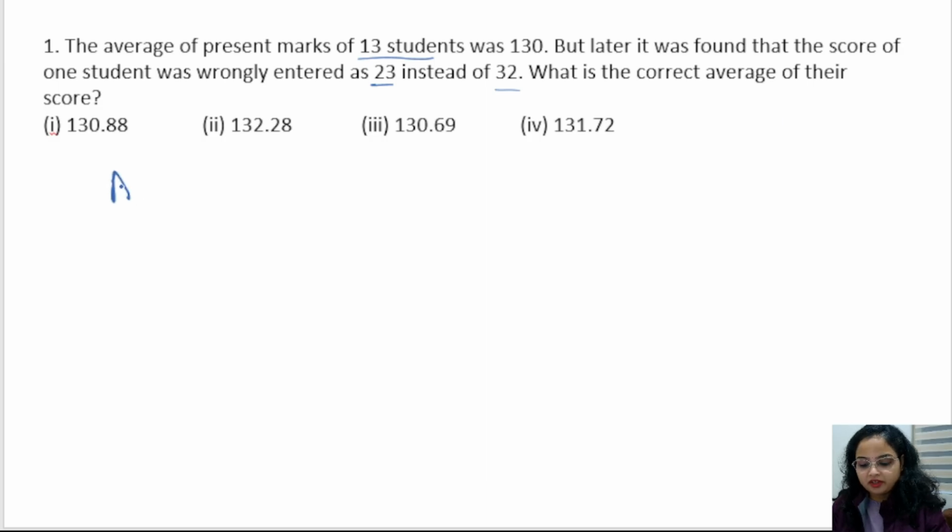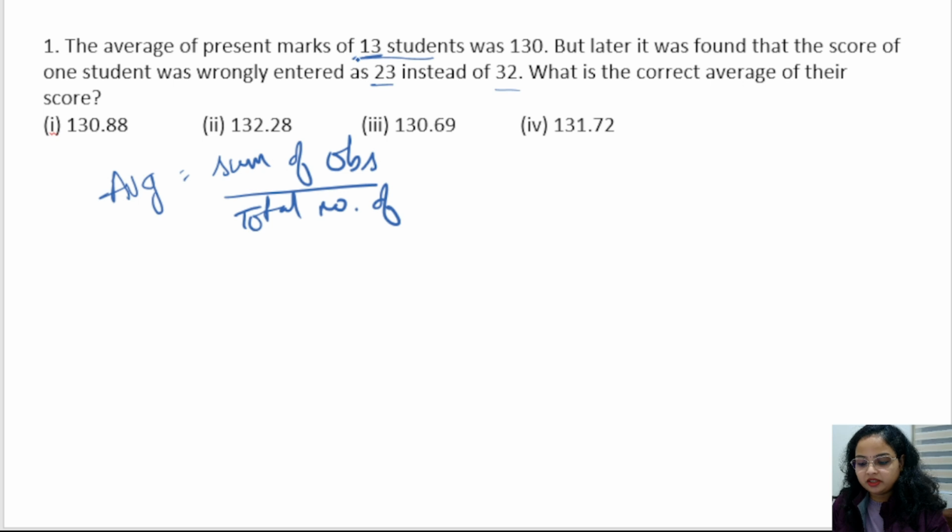So what is the average formula here? Average is equal to the sum of observations divided by the total number of observations. Here how many observations are there? 13 students, and the average is given as 130. So what is the total here? Total is equal to number of students into average. 13 into 130 is the total marks of 13 students.